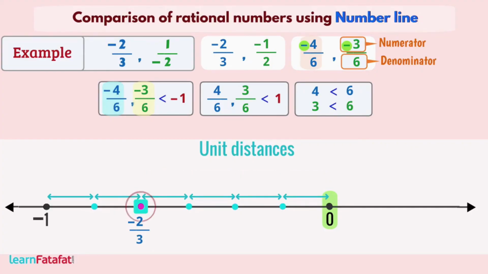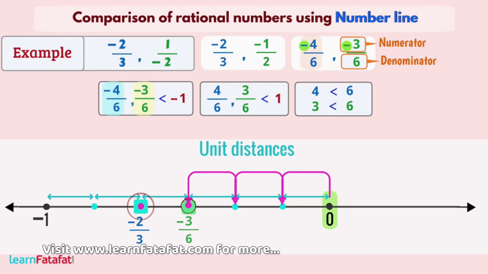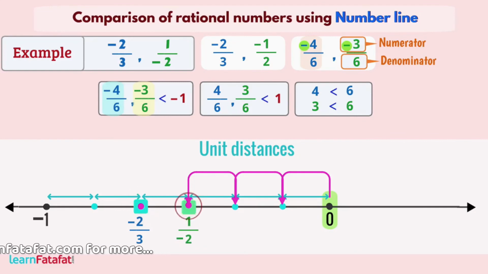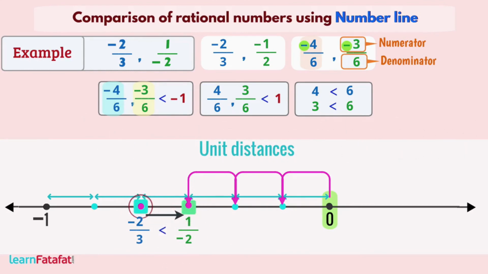In the same way, we locate minus 3 by 6 by taking 3 jumps towards left from 0. Same is the point for 1 by minus 2. When two rational numbers are shown by points on number line, then the rational number with point on the right is greater than the rational number with point on the left. So, minus 2 by 3 is lesser than 1 by minus 2.